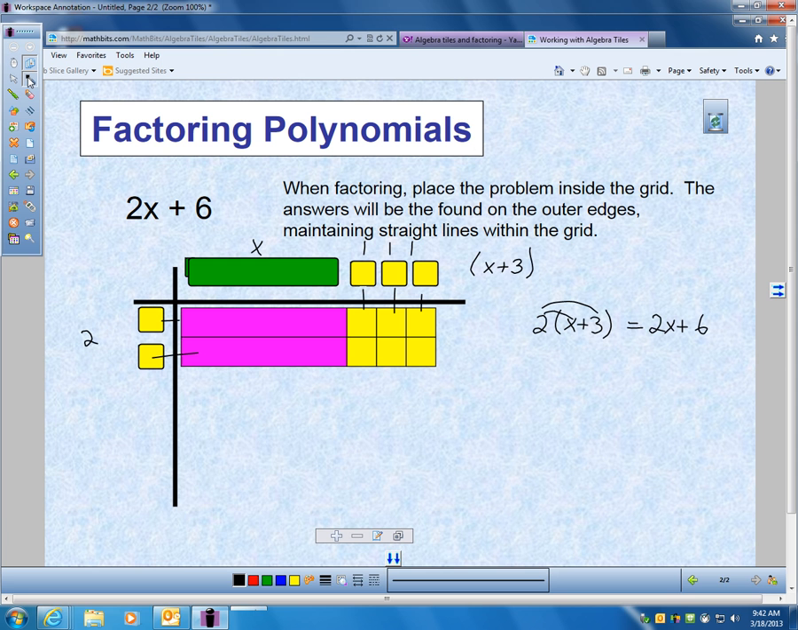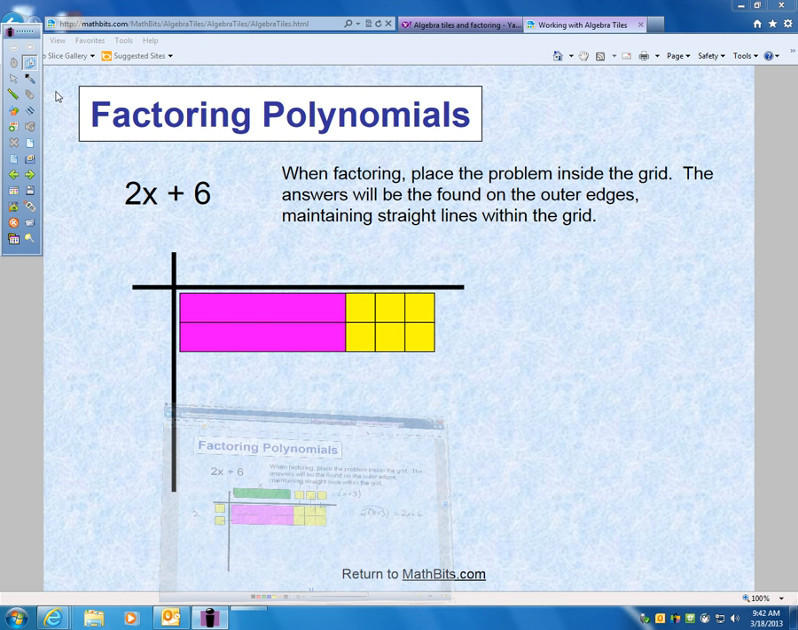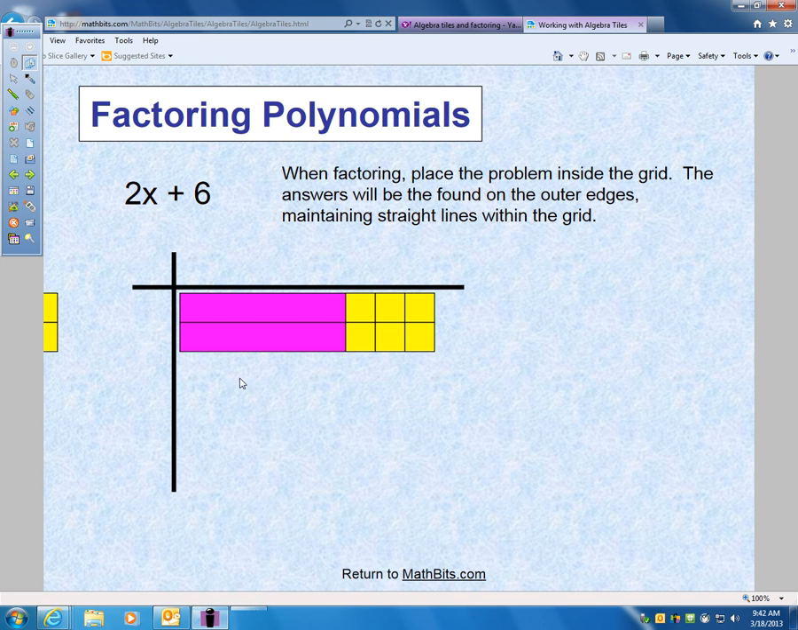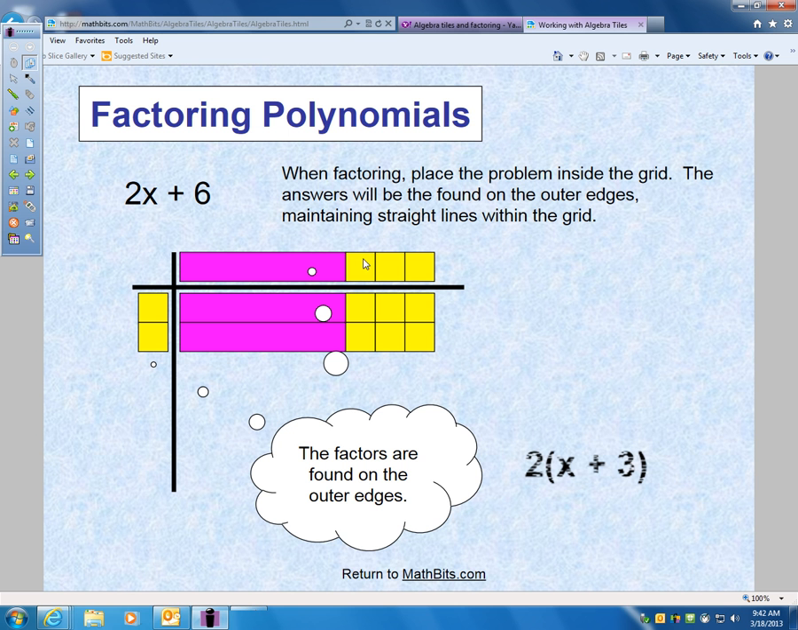So let me turn this back on so you can actually see this at work now, and you'll see that happening. So there's the 2 unit tiles that they're framing. There's the x plus 3, and these factors are found on the outer edges. It's 2 times x plus 3. Remember, when you're factoring, you're trying to find what product creates 2x plus 6. Well, 2 times x plus 3 would create 2x plus 6.